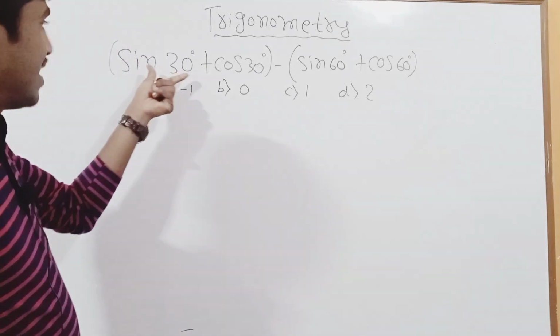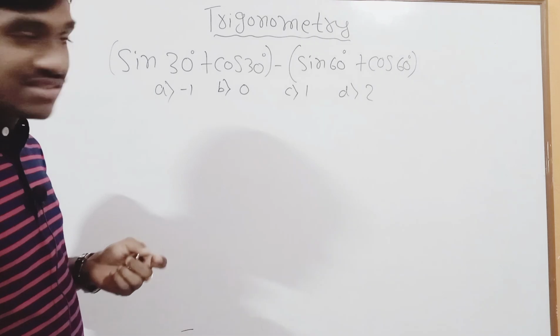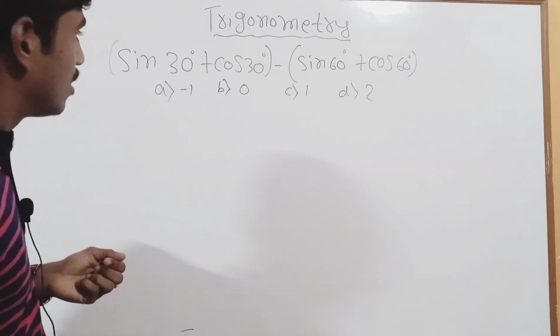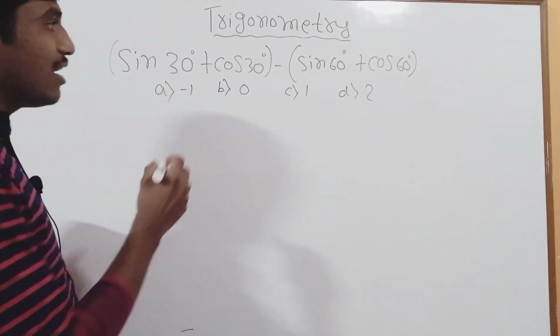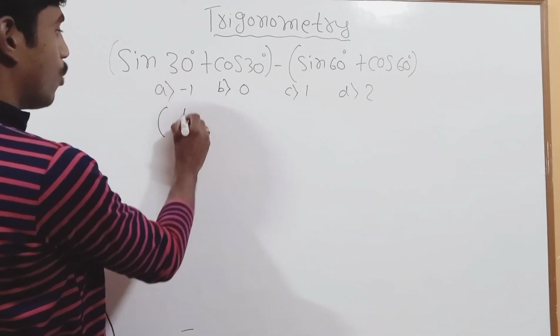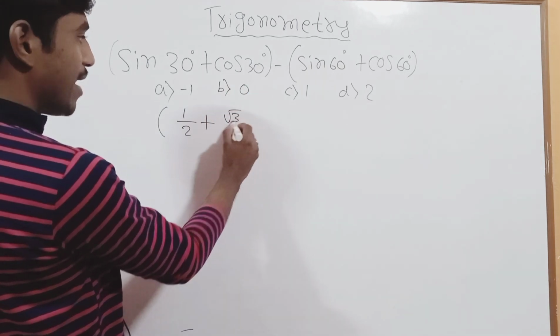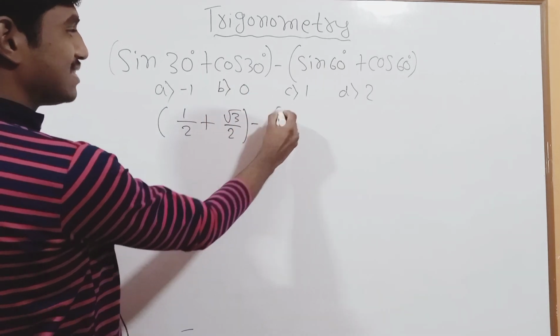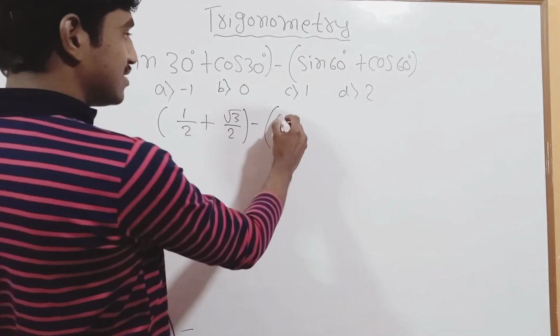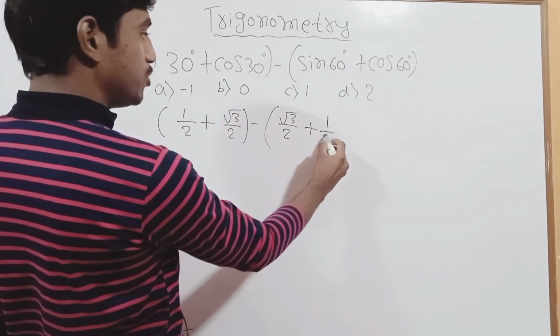In the question they have given the value sin 30, cos 30 and sin 60 and cos 60. We know the values of sin 30 and cos 60. We will substitute that and we will see whether we get the right answer or not. So sin 30, the value is 1 by 2 plus cos 30. The value is root 3 by 2 minus sin 60. Sin 60 is root 3 by 2 plus cos 60, which is 1 by 2.